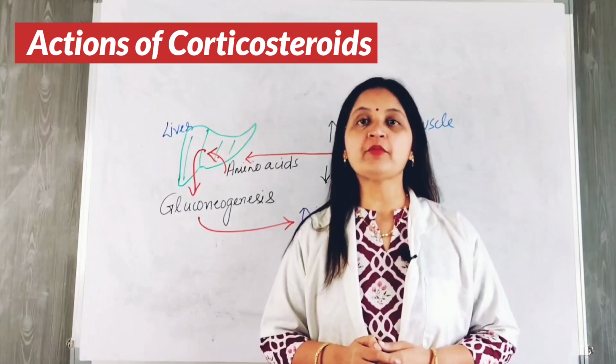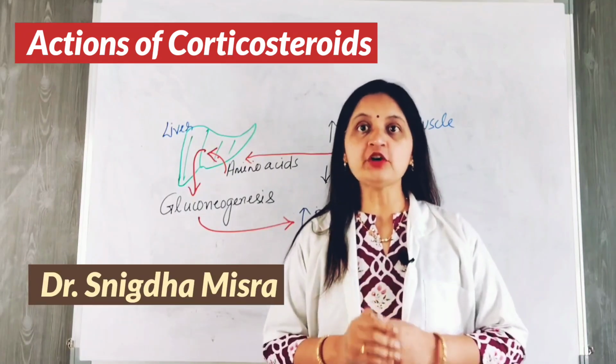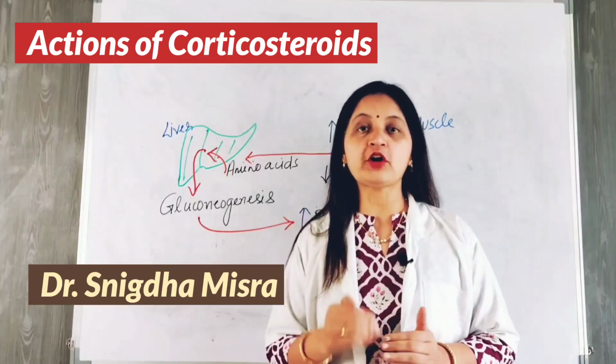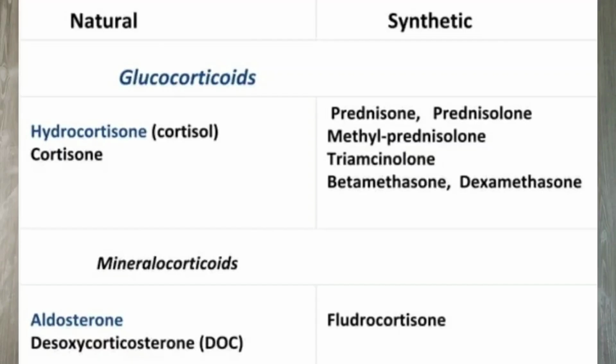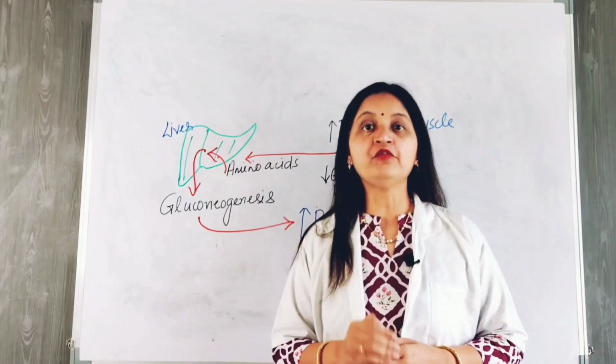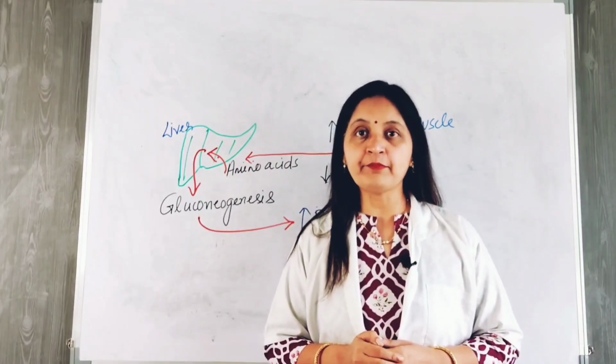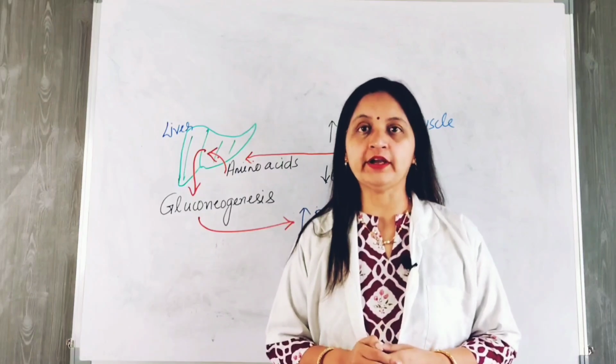In this video lecture, I am going to talk about the actions of corticosteroids that includes glucocorticoids and mineralocorticoids. To name some of the glucocorticoids: hydrocortisone, prednisolone, methylprednisolone, dexamethasone, betamethasone and paramethasone. Amongst the mineralocorticoids, aldosterone is the most potent one and fludrocortisone is another example of a mineralocorticoid.